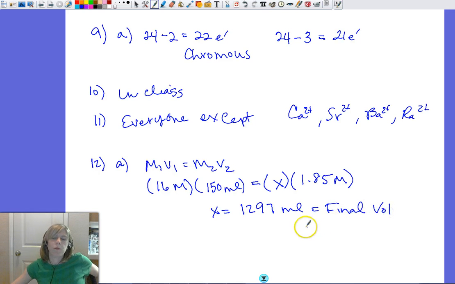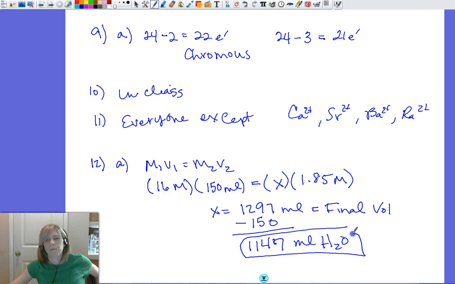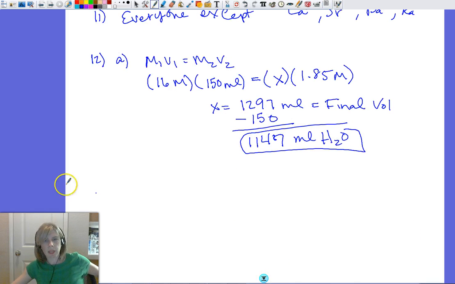It wants to know how much could I add to that 150 milliliters. So I need to subtract the 150 that I started with, and I would need to add 1,147 milliliters H2O. So you gotta read the question carefully. Let's see, 13.